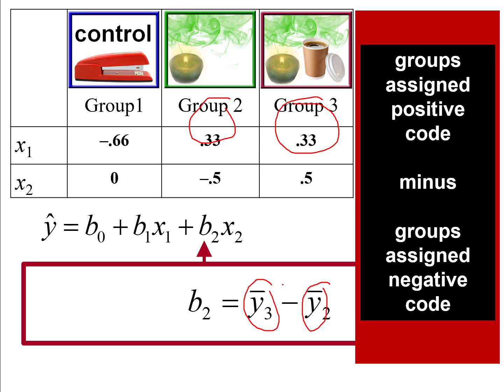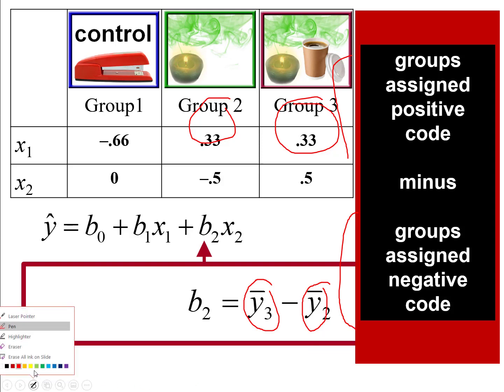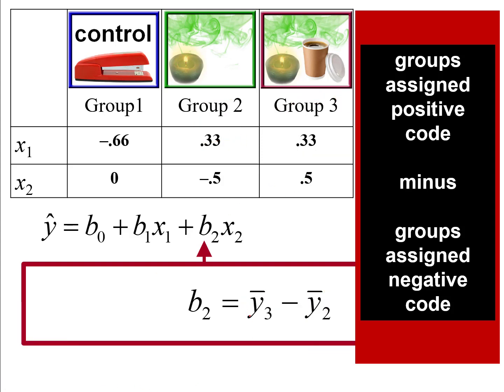But if you were entering answers on Canvas, where Canvas was paying attention to the positive or negative sign of the value, then you'd get the wrong answer if you did it in the wrong order. And again, to get the correct order, take the groups assigned a positive value minus the groups assigned the negative value, and it will come out right. So in this case, for the second contrast, group 2 was assigned a value of negative 0.5, and group 3 was assigned a value of positive 0.5. So we take the group assigned the positive code, which is group 3, minus the group assigned the negative code, which is group 2, and we will get the correct value for that beta weight.